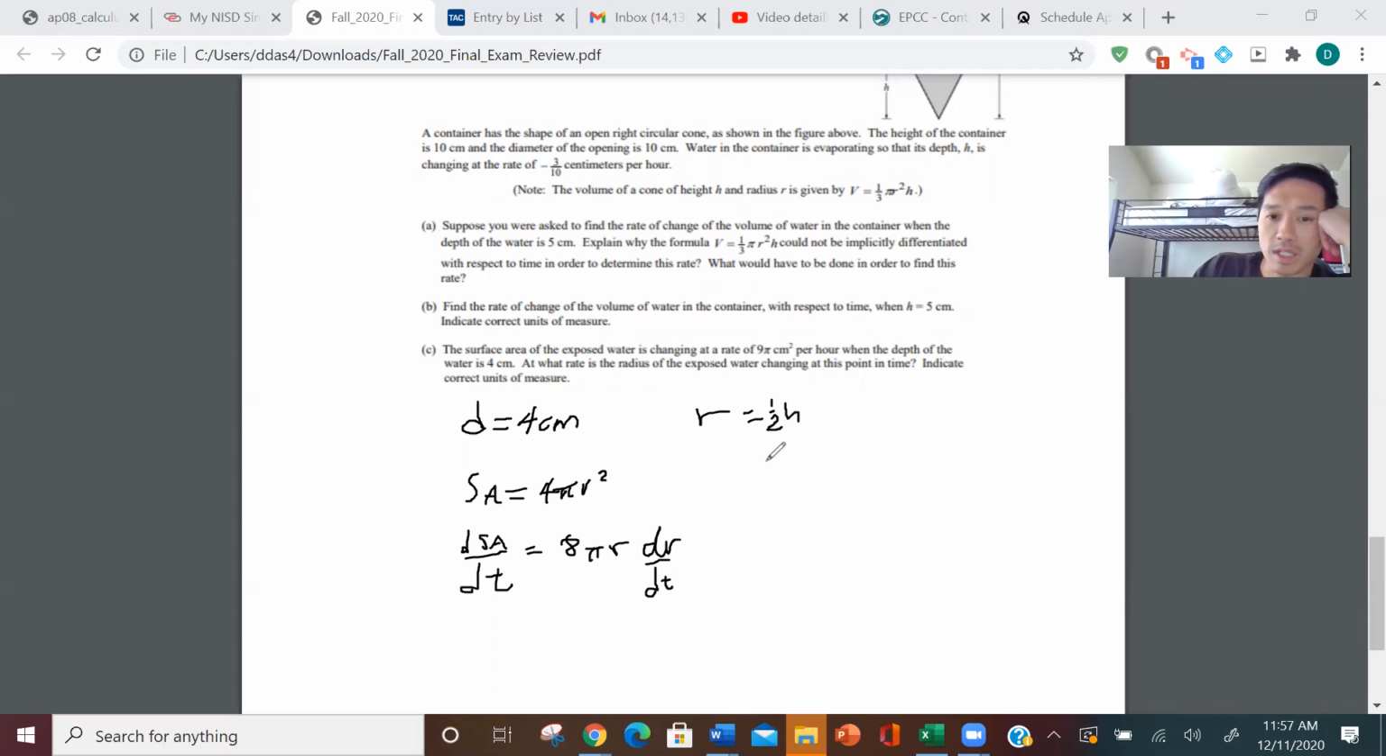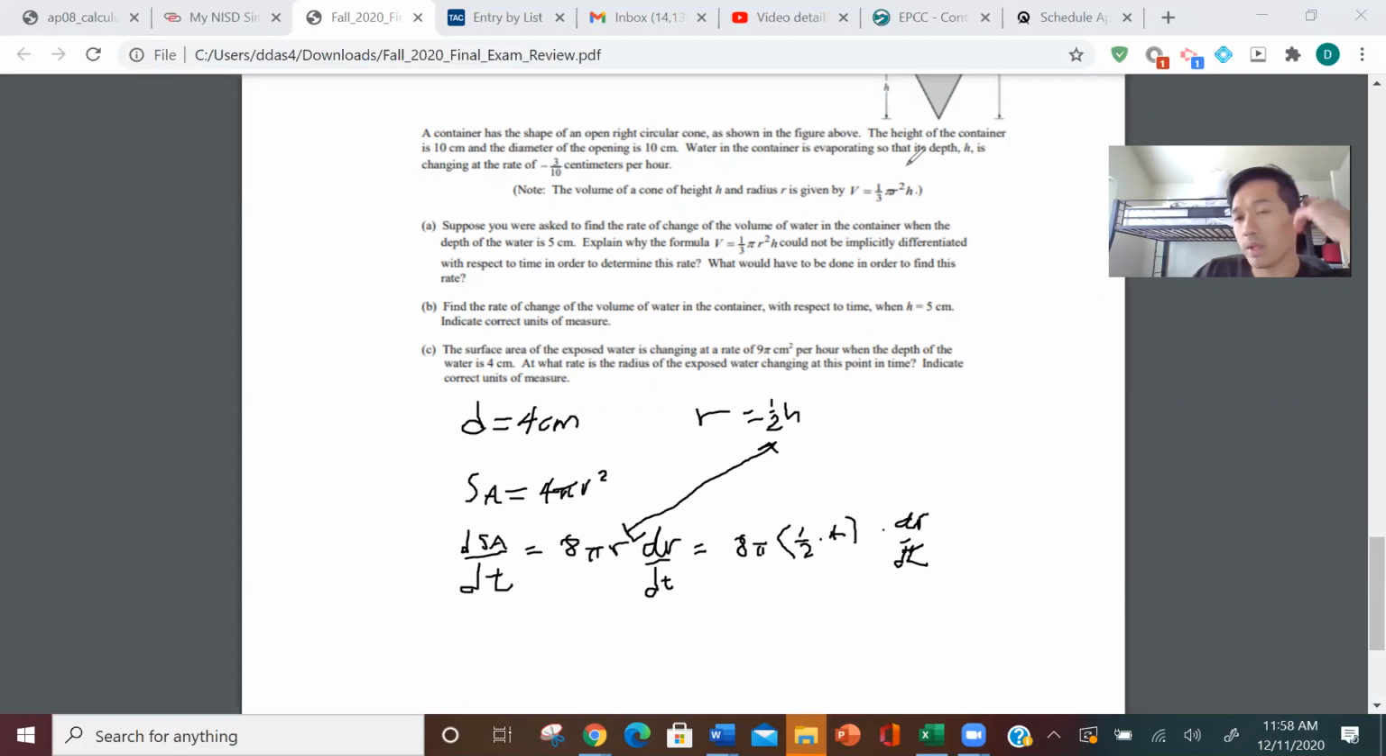So therefore, I will take that and substitute it into r. So then your equation becomes 8 pi in parentheses 1/2 times 4 times dr dt. So that is what your expression is going to look like now. Okay, so from there, you have everything you need. You already know what dA dt is because it tells you right here, 9 pi square centimeters per hour. So that's your rate of change of the area.